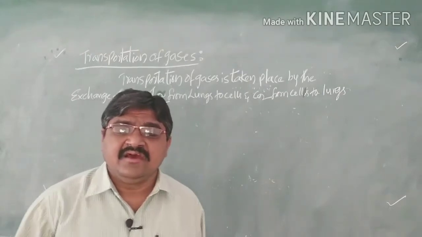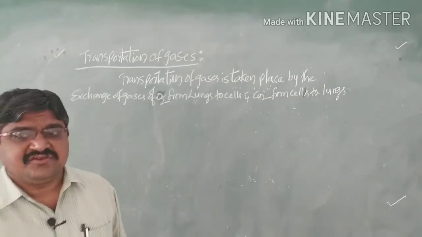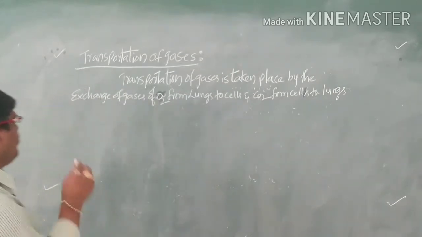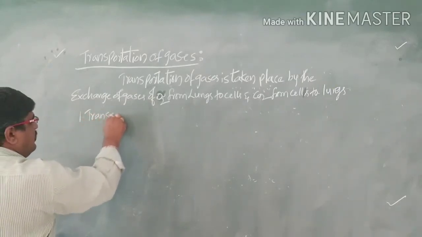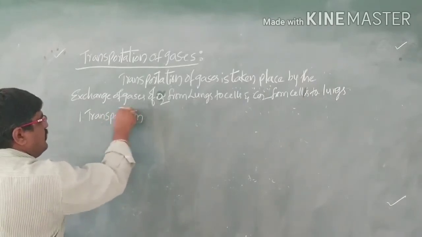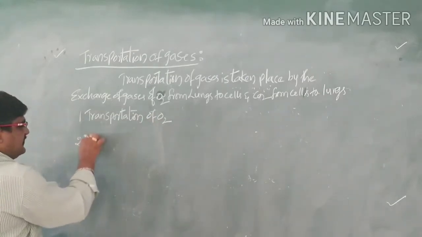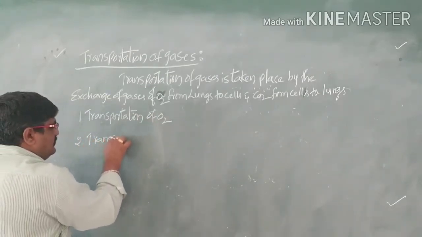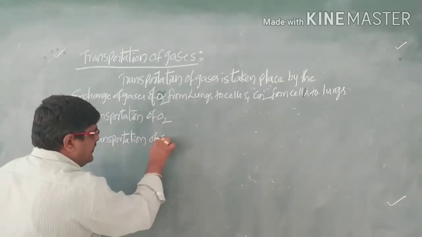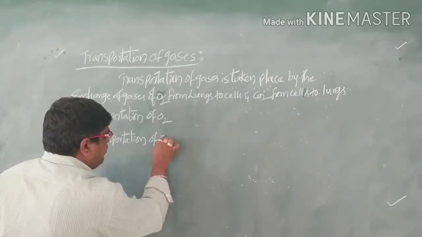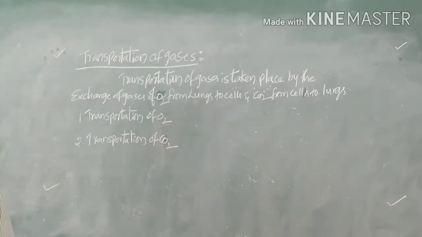Mainly there are two steps. One is the transportation of oxygen, and the second one is the transportation of carbon dioxide. These are the two steps that take place in the transportation of gases.